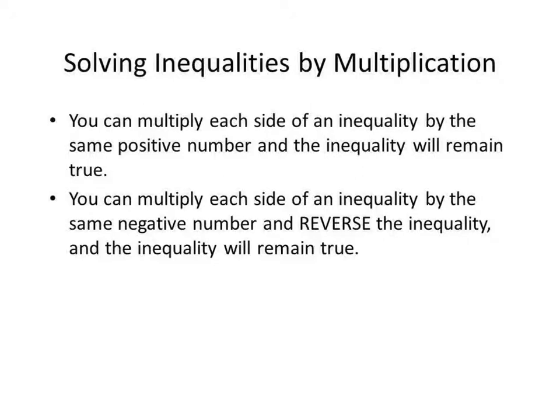So starting out with some properties, our first one says that you can multiply each side of an inequality by the same positive number and it will remain true. So for example, if you agree that 2 is less than 6, if I multiply each side by 2, we're going to get 4 is less than 12, which is still true. Okay? For the second property, you can multiply each side of an inequality by the same negative number if you reverse the inequality. Key thing there.